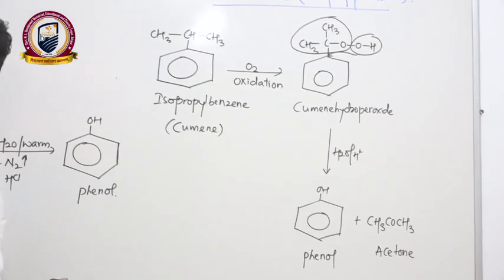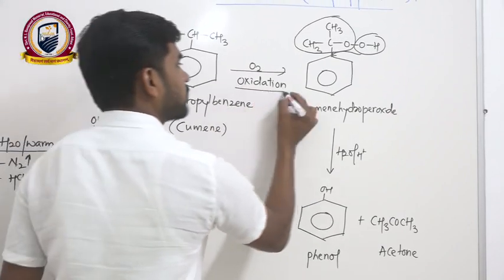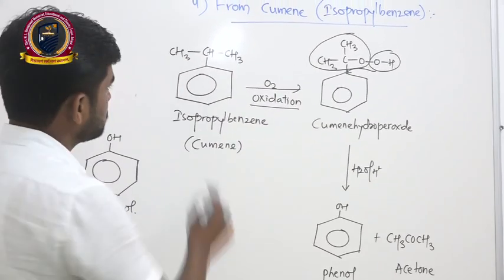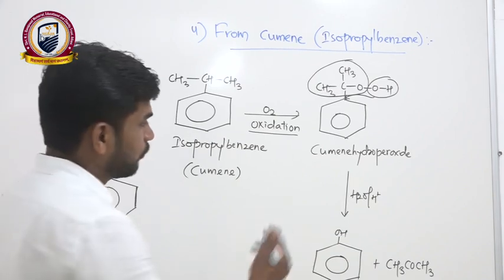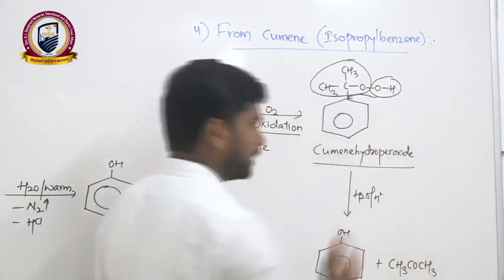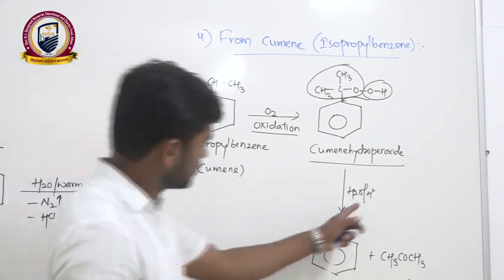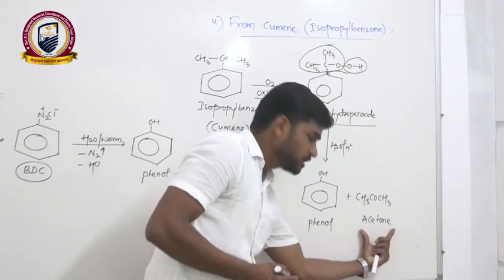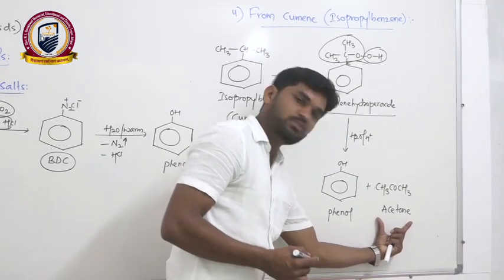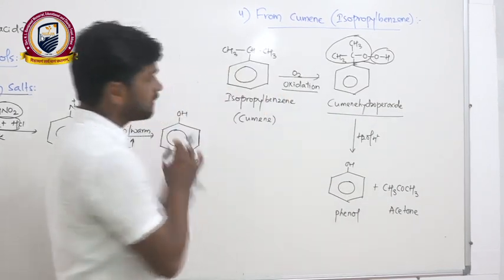So how is it prepared? Cumene or isopropyl benzene is first oxidized with the help of air, or in the presence of oxygen. The formation of cumene hydroperoxide takes place here. This cumene hydroperoxide on hydrolysis gives phenol with the elimination of a byproduct, which is also an important product called acetone, right?